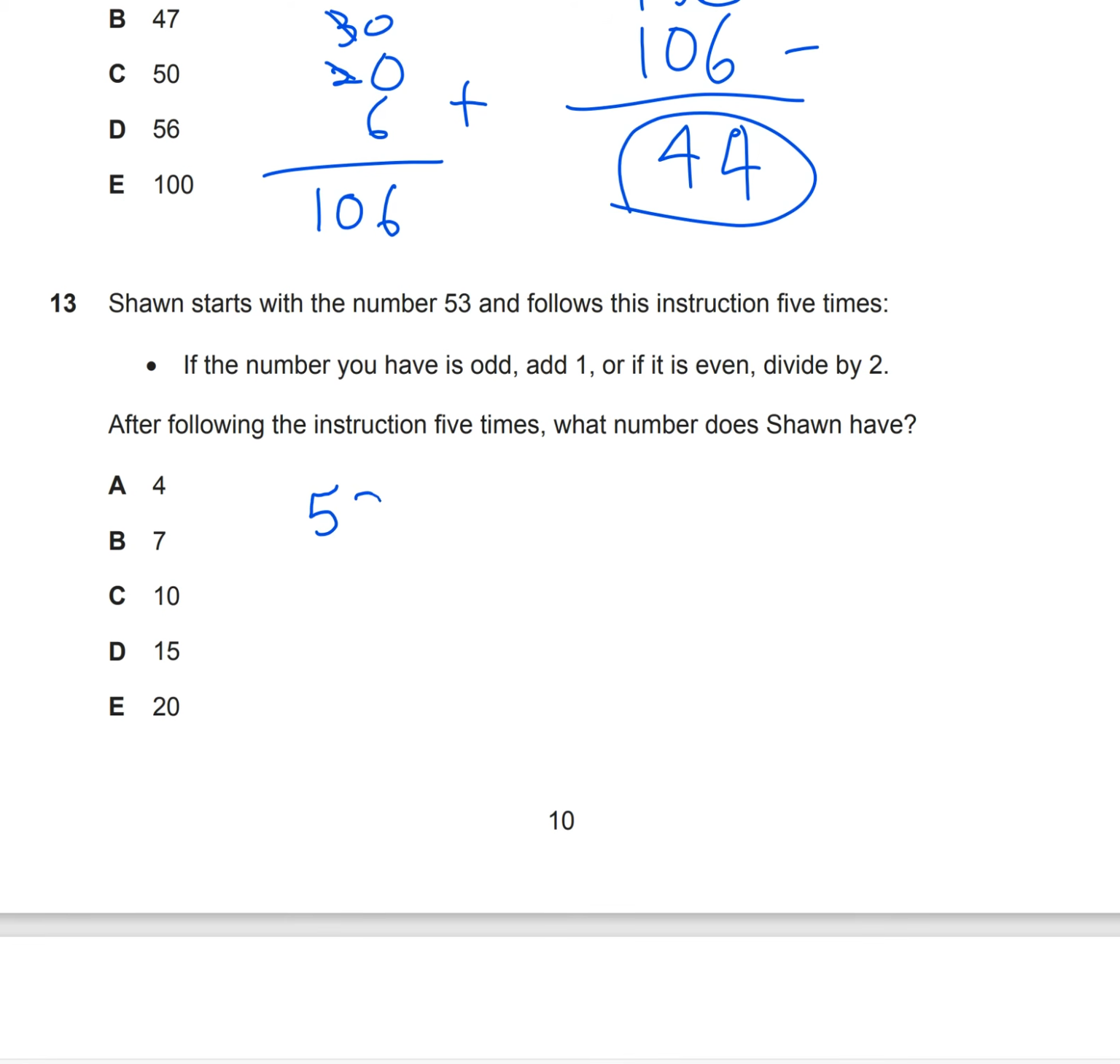Right, we start with 53. Is it odd? Yes. Now this is the first round. Okay, let's count the rounds. We add 1, 54. Okay, now the second round, we have 54.